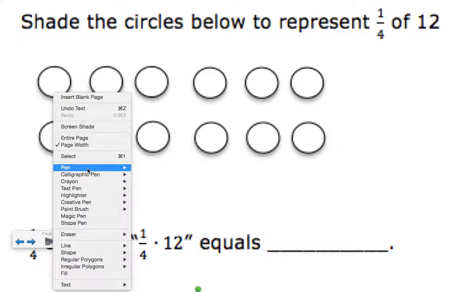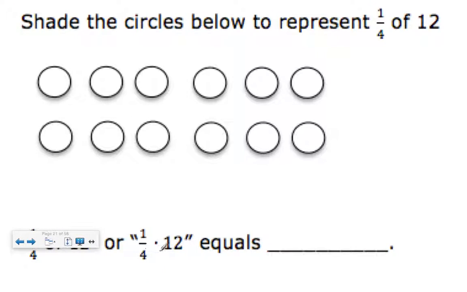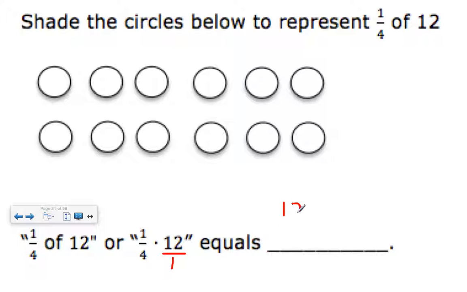Let me use my pen. So 1/4 times 12. For 12, how can I turn this whole number into a fraction? We put a 1 below the whole number, because remember, all whole numbers are rational numbers. All whole numbers can be divided by 1. So if I multiply the numerators, 1 times 12 is 12. And if I multiply the denominators, 4 times 1 is 4, you get 12/4, or 12 divided by 4 is 3.